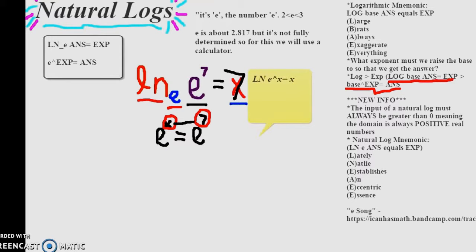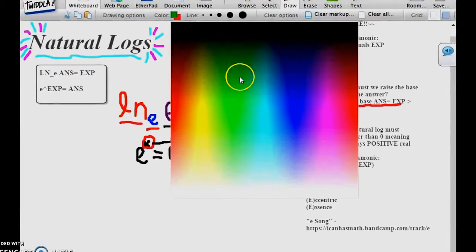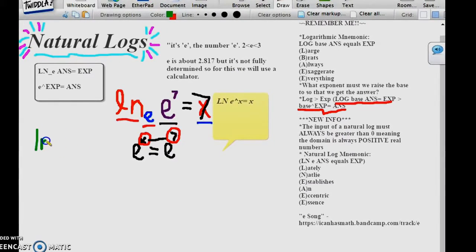Okay, now we're going to try one. The natural log base e of e equals x. Now, what is x? Well, based on our definition, log of e to the x power equals x.